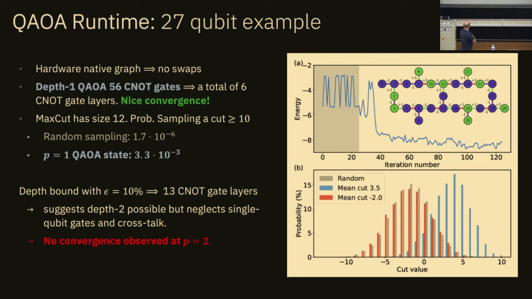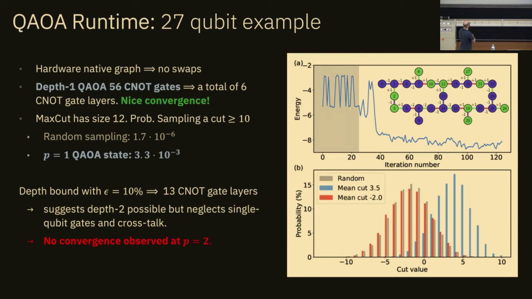A few more numbers here. So the best solution that we found here with depth 1 QAOA is 10. But the optimal solution would have been 12. And the probability of sampling a solution of 10 or better, if you just do random sampling, is given by 1.7 times 10 to the minus 6. The probability that we get here from this quantum state is 3.3 times 10 to the minus 3. So we see a significant improvement in these probabilities. So we don't get the optimum yet, but that is already pretty nice.